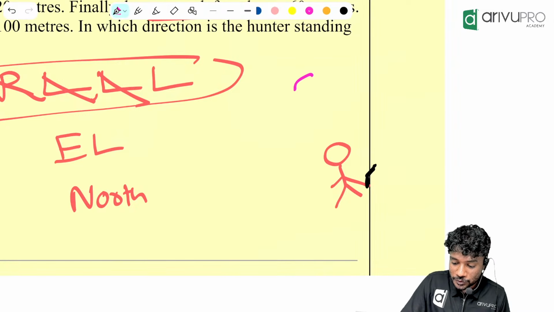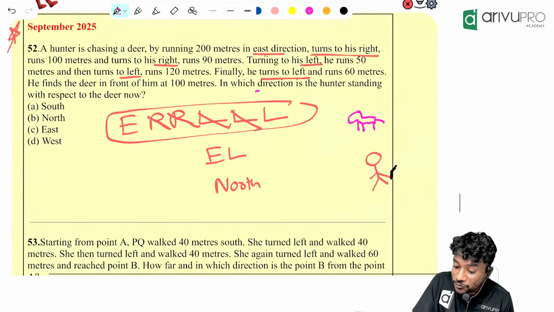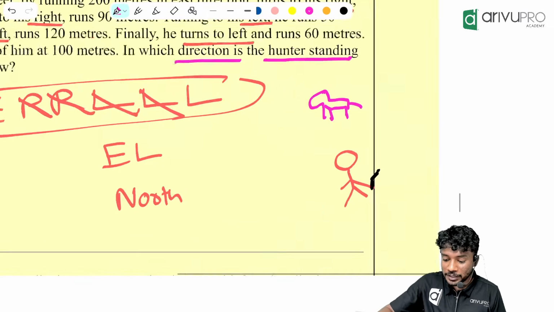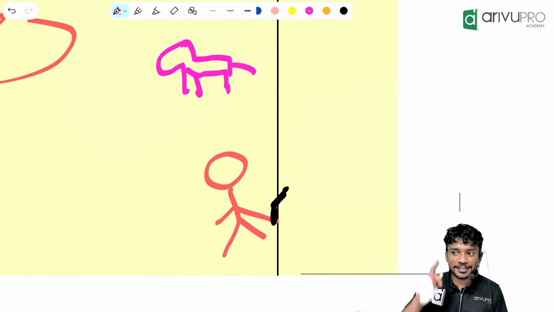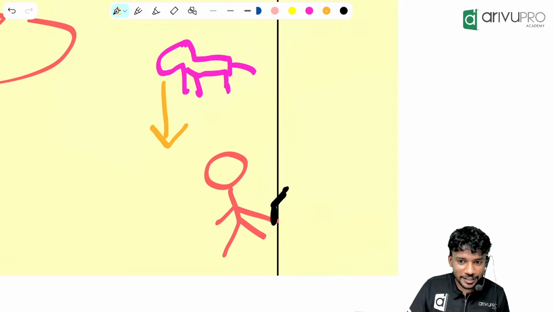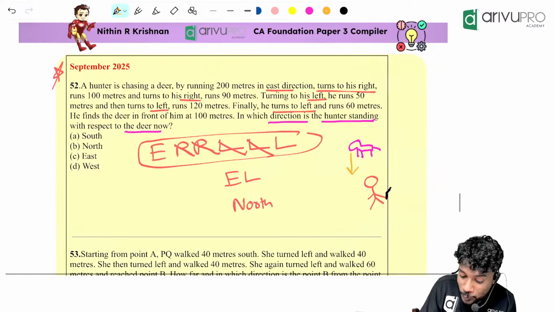Our deer is also there. I'll draw the deer. Okay, deer is in front of me. Now, the question is, in which direction is the hunter with respect to the deer? Deer is in front of the hunter. Hunter is looking north direction. With respect to the deer, hunter is in the opposite direction. What is that direction? South direction.